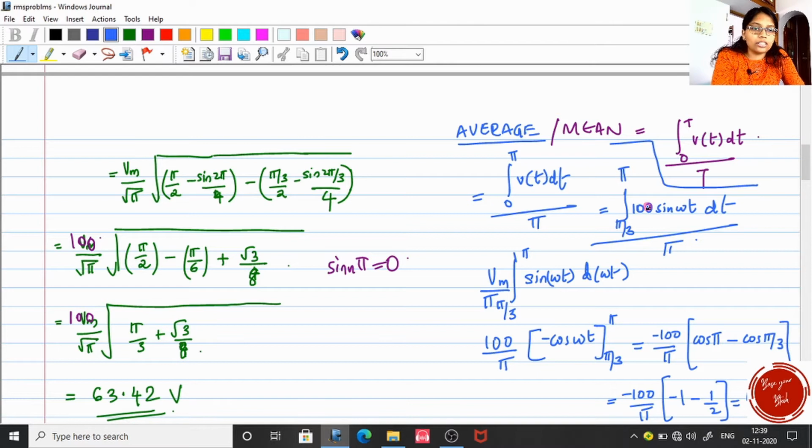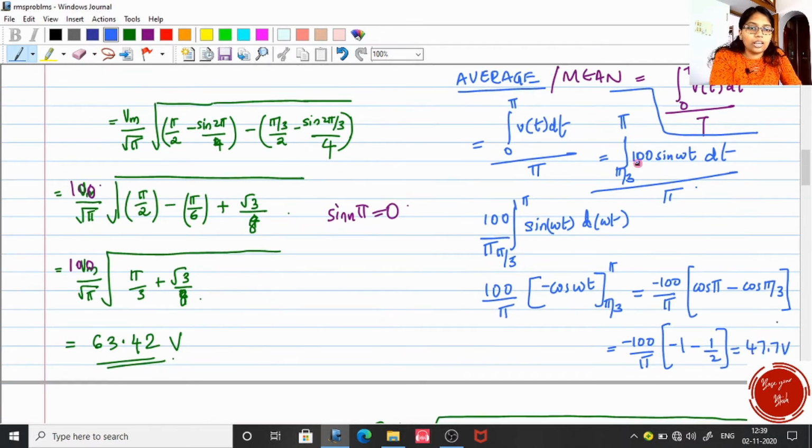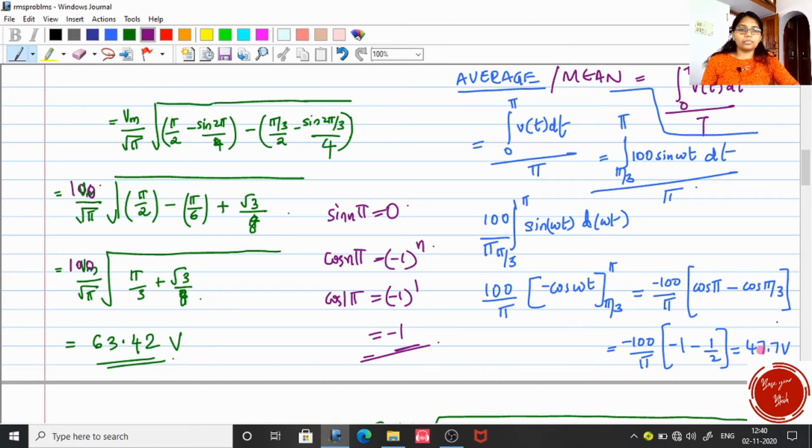Now the constant 100, which is our Vm, is taken outside, and pi is written along with it, 100 by pi, and integral pi by 3 to pi of sin omega t d omega t, because omega t is the axis. Integrating sin omega t gives minus cos omega t in the limits pi by 3 to pi. So minus is taken outside again, negative 100 by pi, cos pi minus lower limit cos pi by 3. So cos pi is negative 1. See, cos n pi is negative 1 raised to n. So cos 1 pi is negative 1 raised to 1, which is negative 1. So cos pi is negative 1 minus cos 60 degree. Cos 60 is half. Substituting pi is equal to 3.14, you will get the average value as 47.7 volt. So that's your first question on RMS and average value.